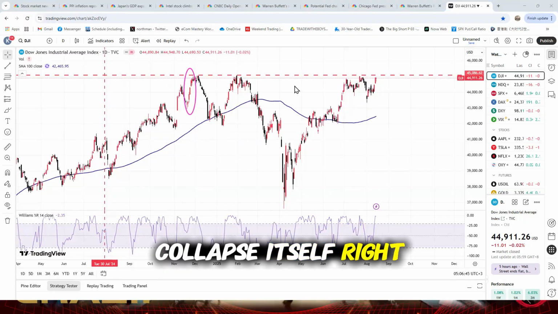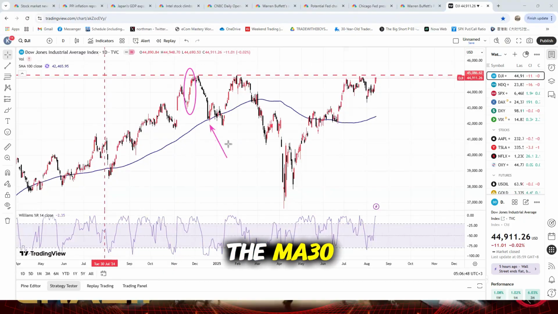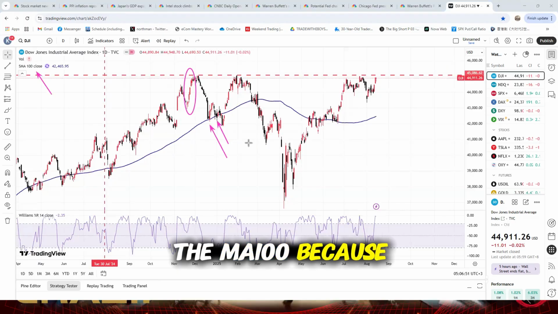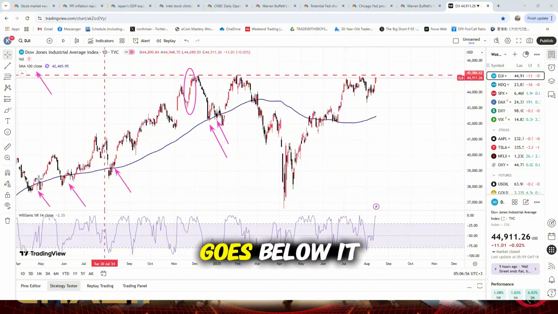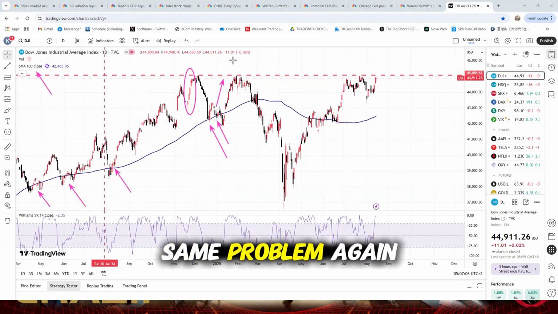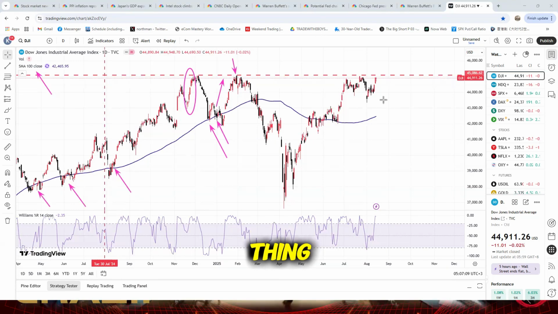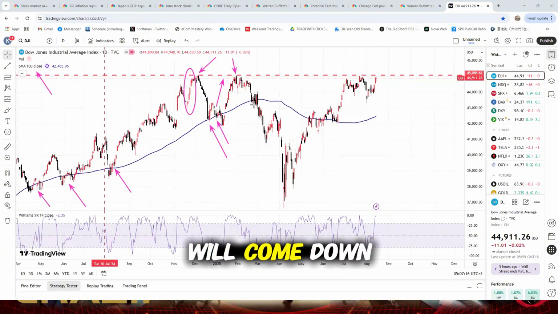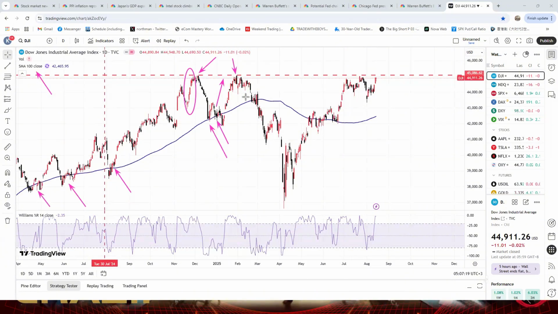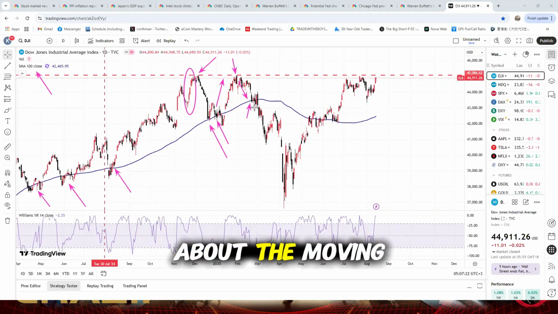And when it collapsed, I told you guys to be very careful on the MA30 and the MA100, because that is usually the bottom base. But you will always see that it will penetrate first, go below it, then do the U-turn for the buy. Good idea now. So when it went up again, I had the same problem. Again, people started to say the same thing, and I said the same thing to them. I said, look, this is the high that was there previously, and therefore it will come down. So when it came down, I also said the same thing about the moving average.